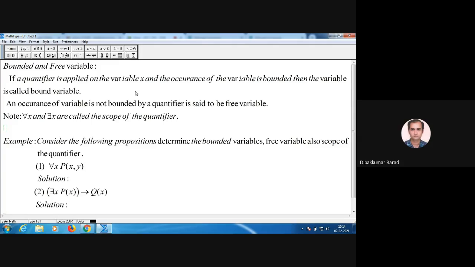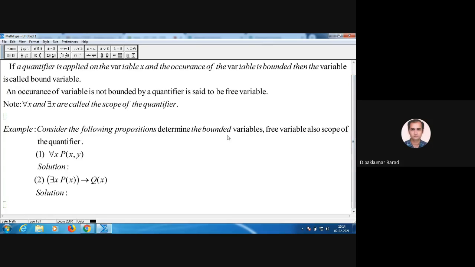Consider the following propositions: determine the bounded variable, the free variable, and also the scope of the quantifier. This for all x and there exists x, we call the scope of a quantifier. So here you are given one statement: for all x, p of x comma y. Here there are two variables, in which we apply for all x. So x we call bounded, and y is a free variable, and the scope of the quantifier is for all x.